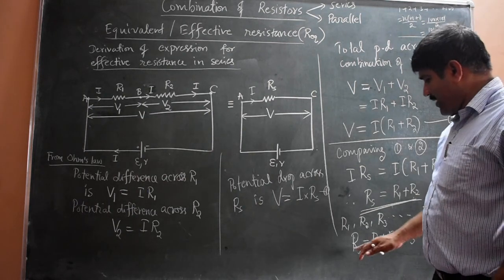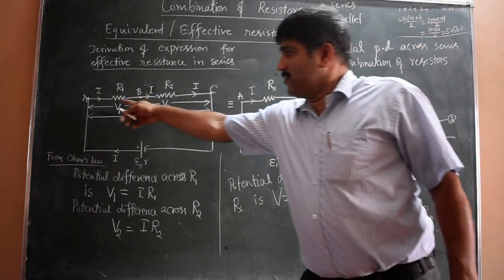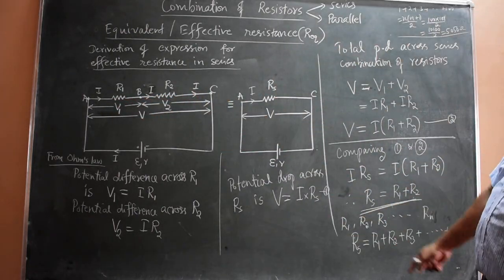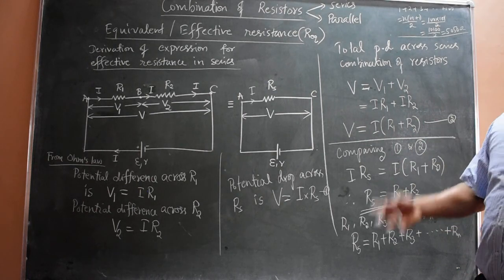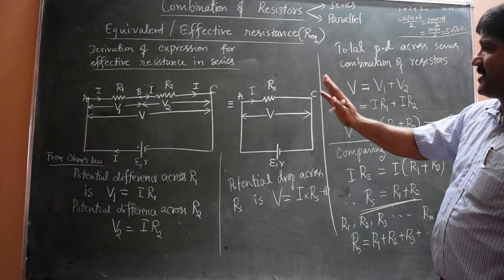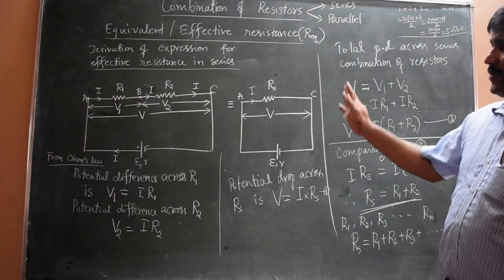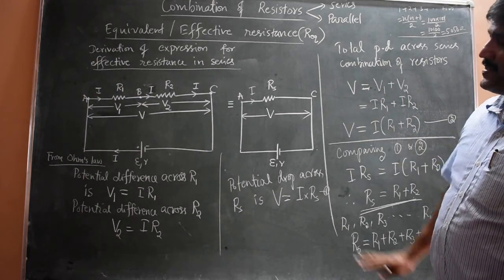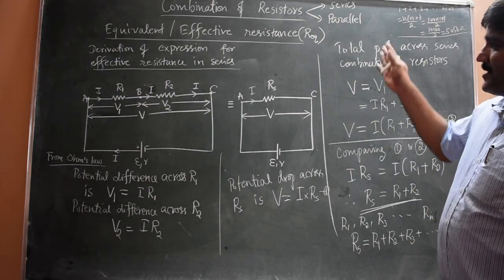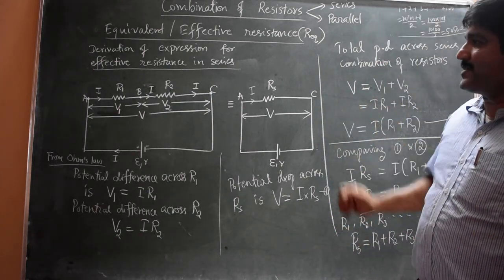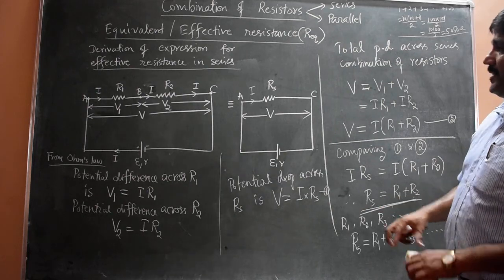Then what is another important thing to note? Same current flows through all the resistors. Then the effective resistance Rs must be greater than the largest value of resistance in the circuit, because it is the sum of different numbers. Positive numbers, resistance cannot be negative at all. So the highest resistance will have some value, and the effective resistance in series combination must be more than the highest resistance in the circuit. That is another one.